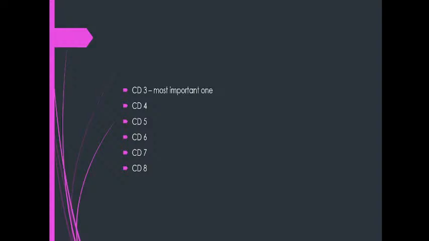Now, what's the most important? CD3. Why? CD3 is a marker for the differentiation of what? CD3. What's the other name for CD3? Immunology and serology recall. CD3, guys. CD3.